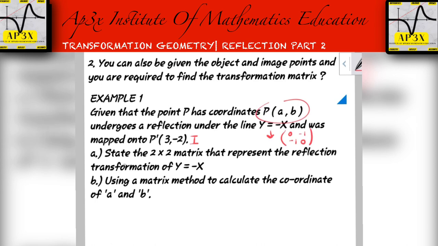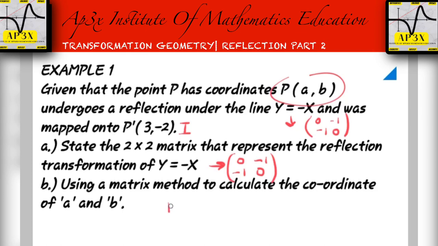Now, part 1: state the 2x2 matrix that represents the reflection transformation of y = -x. We just did. It is in fact, by knowledge, 0, -1, -1, 0. That's how CSEC normally states the question, in parts. So right away we know that the reflection matrix, let's just write it in the space here, is equal to 0, -1, -1, 0.